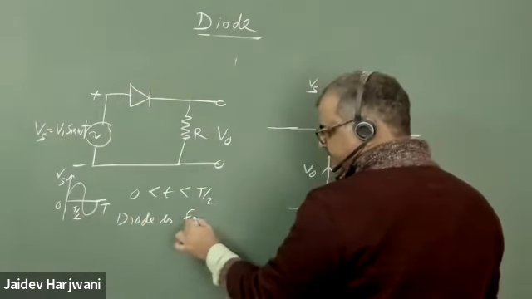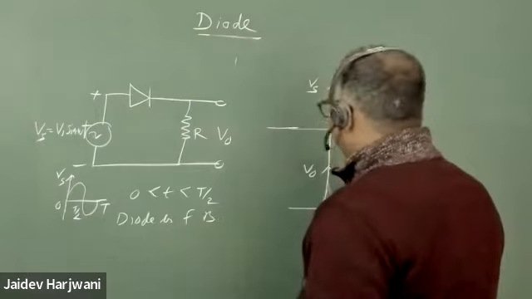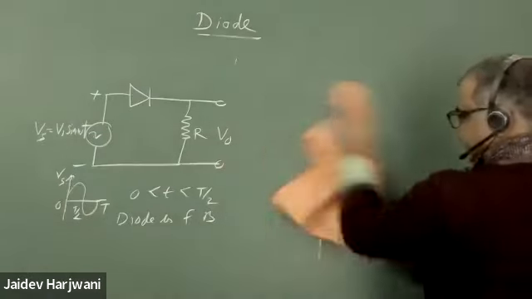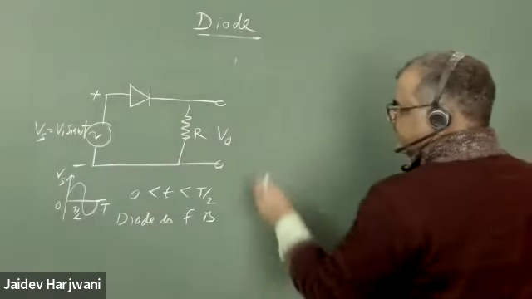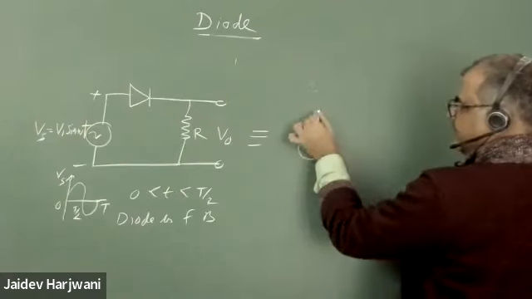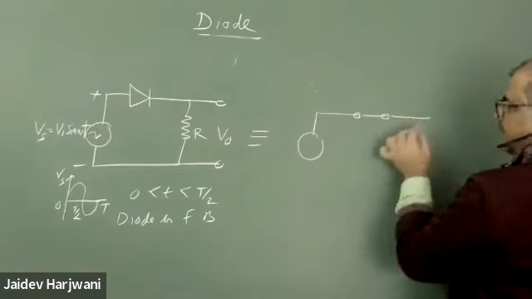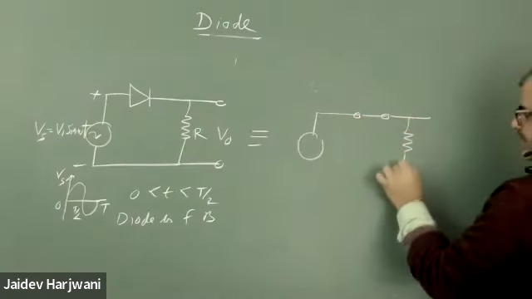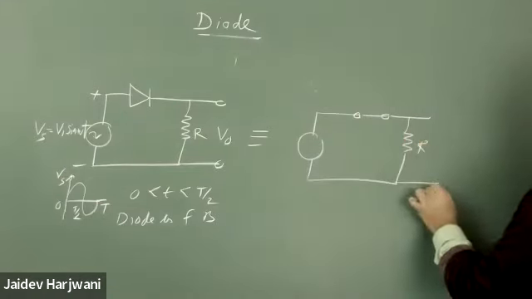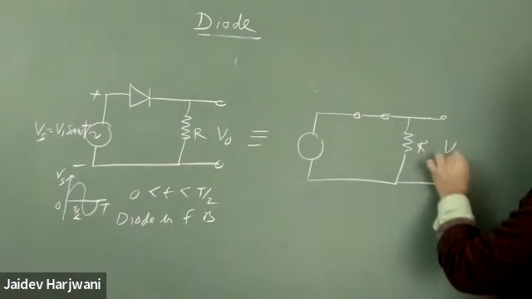When the diode is forward bias, I can replace this diode by a short circuit. So this circuit will now be like this. You can do it there itself. R, and this is your voltage.